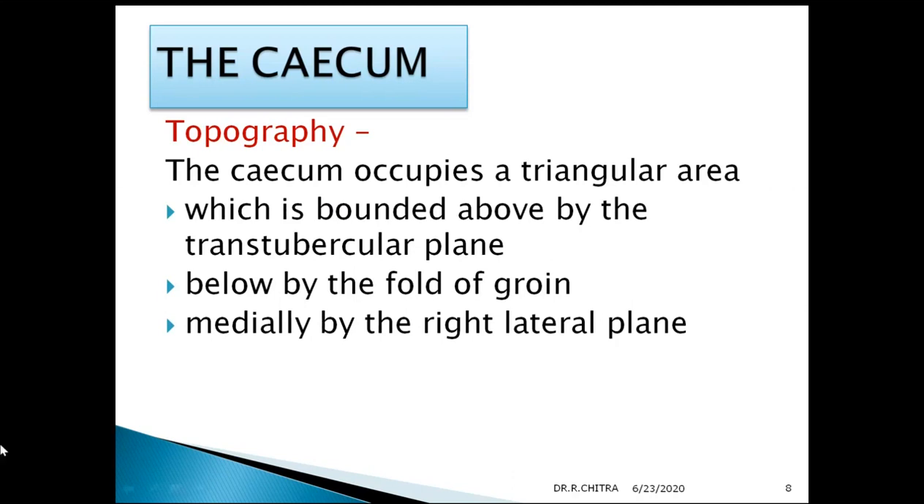So what are the two lines? You have to draw the transtubercular line or plane that will pass through the tubercle of iliac crest. That's why it's called transtubercular plane. And one more plane you have to draw is right lateral plane, below by the right fold of the groin. So in between these three lines, the triangular area will mark the situation of the cecum.